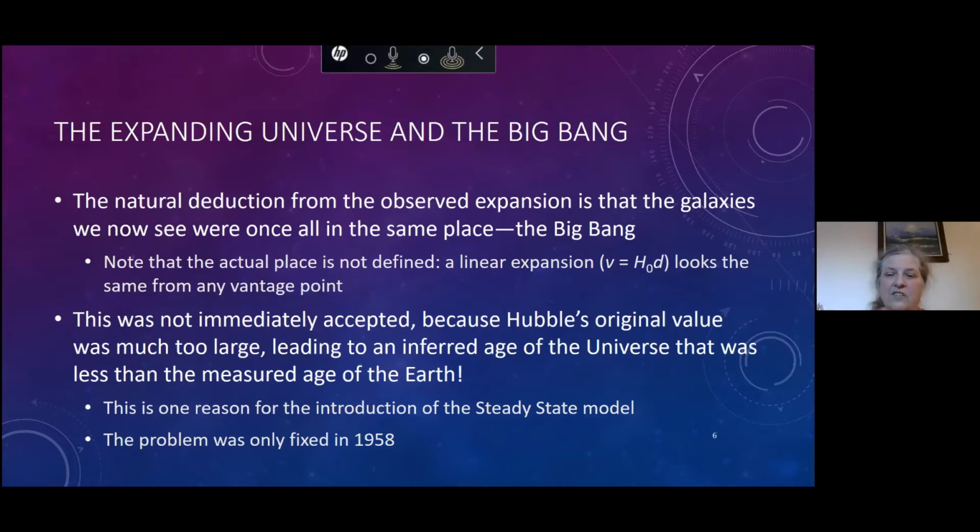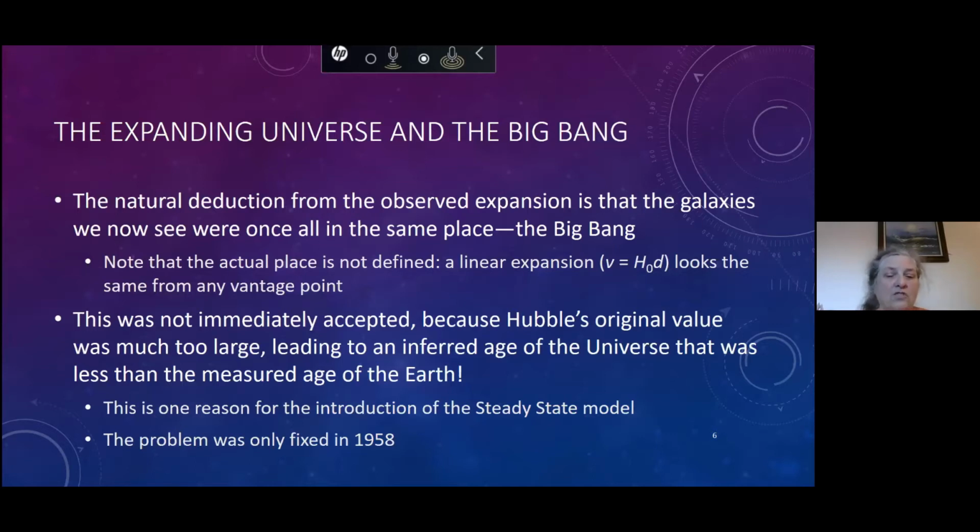It should be said that this was not immediately accepted, and that's because Hubble's value was much too big. That means his measurement of the speed of expansion is too fast, and that means when you run it backwards, all the galaxies wind up in the same place at much too young an age, and in fact you wind up concluding that the age of the universe is about 1 billion years, which is slightly embarrassing in 1931 because it was already well known by then that the age of the Earth was at least 3 billion years. So Hubble's law, taken at face value, implied that the Earth was older than the universe, and this is not really a credible proposition.